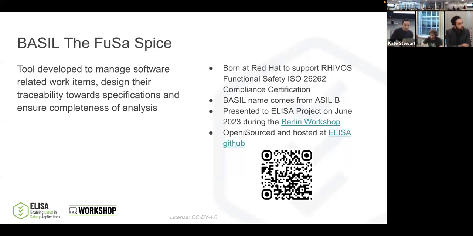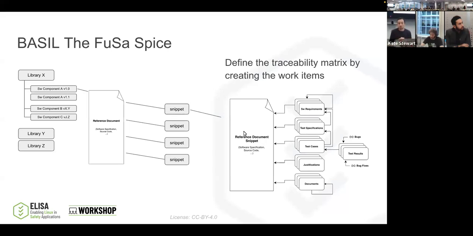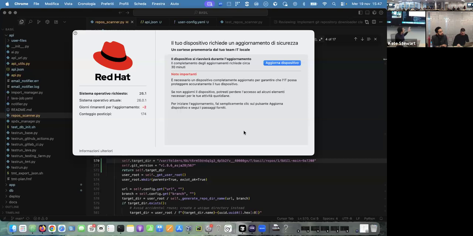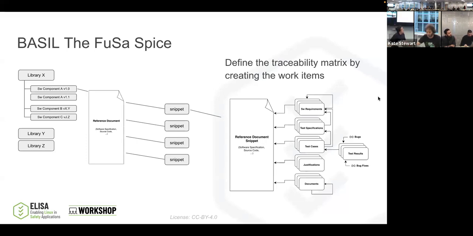Let me just quickly share how this tool works. Essentially, you have a software component. First, you have to identify your reference document, which can be a software specification or source code, whatever document makes sense to you to develop the traceability on top of. Once you have the reference document, you can split this document in snippets and create the traceability work items on top of each snippet. And this is the relationship that you can establish for the work item.